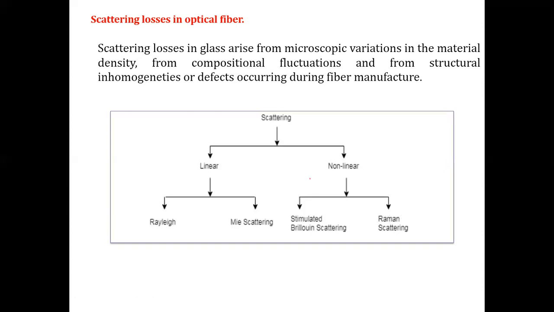Due to this, scattering results in attenuation in the form of radiation, as the scattered light may not continue to satisfy the total internal reflection in the fiber core. So to have less attenuation of the signal, we have to maintain total internal reflection, right? So this scattering will produce attenuation in the form of radiation, as the scattered light may not continue to satisfy the total internal reflection in the fiber.